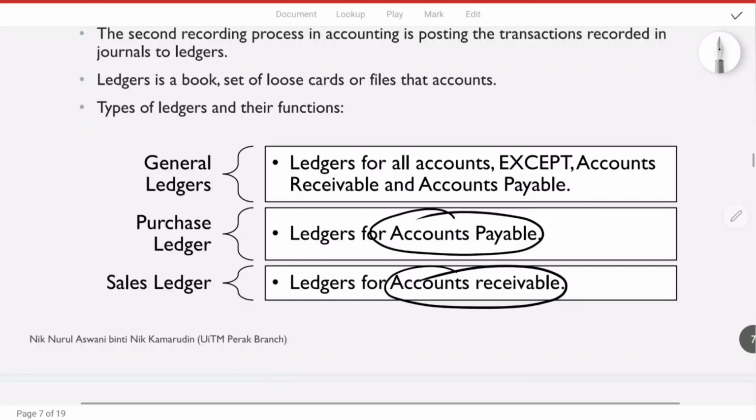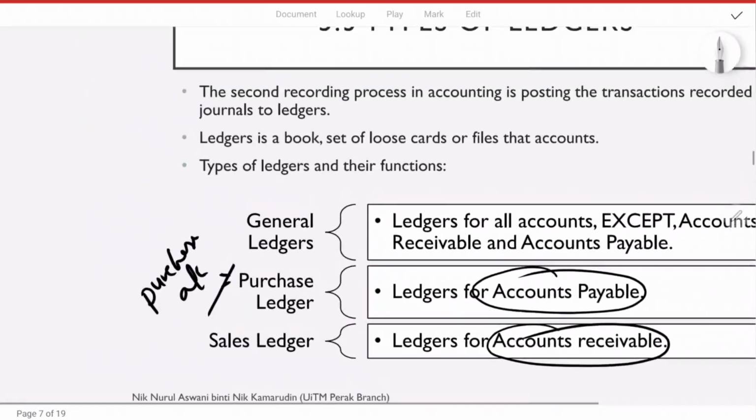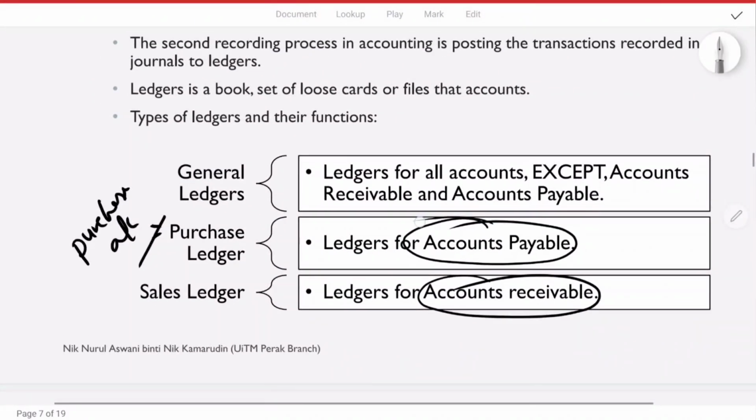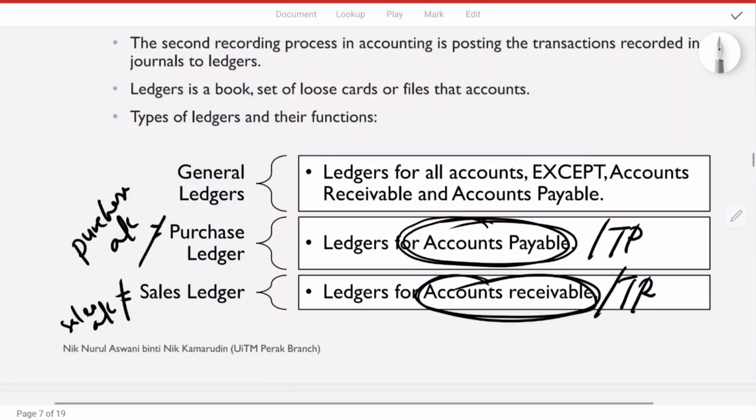But this purchase ledger is not the purchase account. This ledger refers to the account payable, the individual accounts payable. The sales ledger, similarly, is not equal to the sales account. The sales ledger is accounts receivable or trade receivable. Sometimes I call this trade payable, sometimes trade receivable. You may use the short forms TP or AP, or TR or AR. This is acceptable.